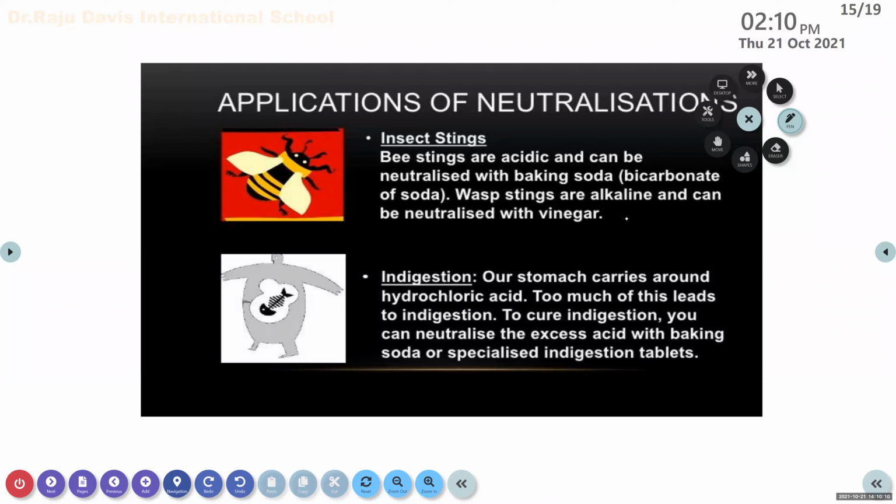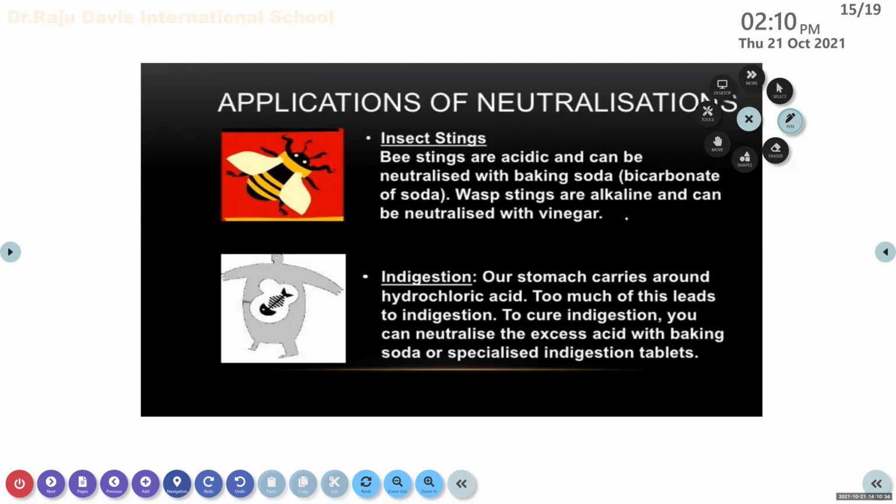What is the acid produced in an ant bite or insect bite? Formic acid. Very good, excellent. Formic acid. So bee stings are acidic and can be neutralized with baking soda. Wasp stings are alkaline and can be neutralized with vinegar.